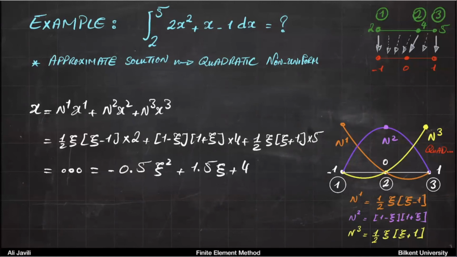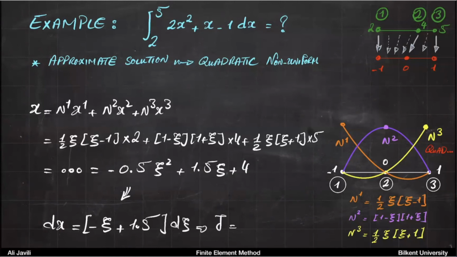Okay, so now your mapping is no longer a linear mapping. It's not a uniform mapping. What I called uniform previously in terms of mapping is linear. So that means the Jacobian of that is not constant. So dx would be minus c plus 1/2, okay, times dc, or in other words, J is simply minus c plus 1.5.